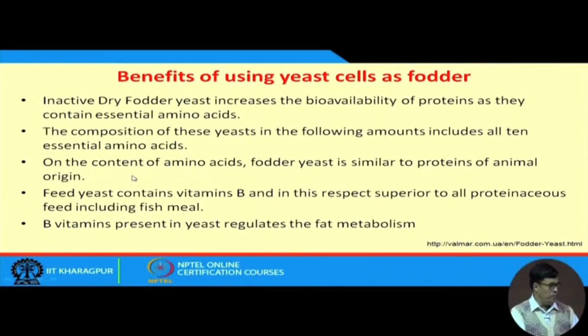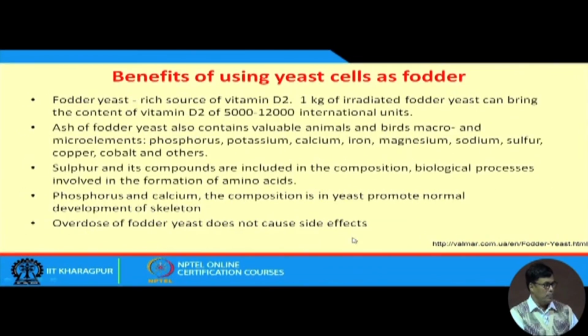In amino acid content, fodder yeast is similar to protein of animal source. In animal origin, we have all the amino acids more or less balanced, and feed yeast contains vitamin B, and in this respect is superior to all proteinaceous feed, including fish meal. The B vitamin present in the yeast regulates fat metabolism. The fodder is also rich in vitamin D2. One kg of irradiated fodder yeast can bring vitamin D content of 5,000 to 12,000 international units.